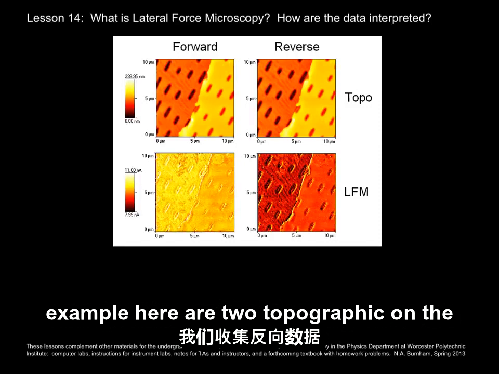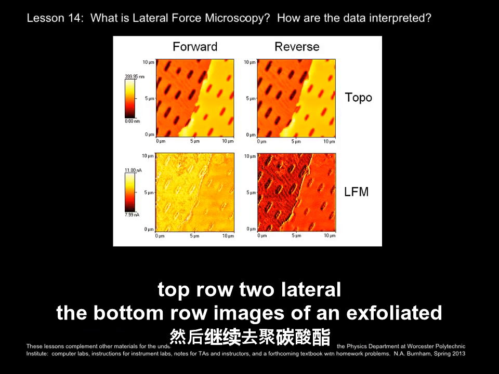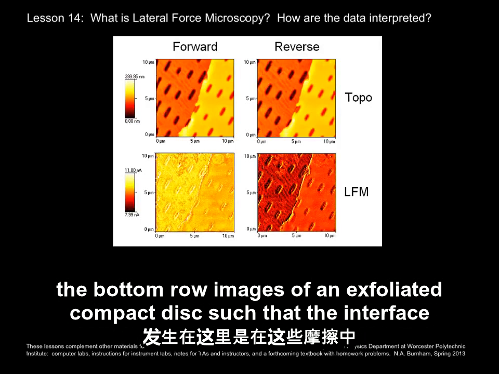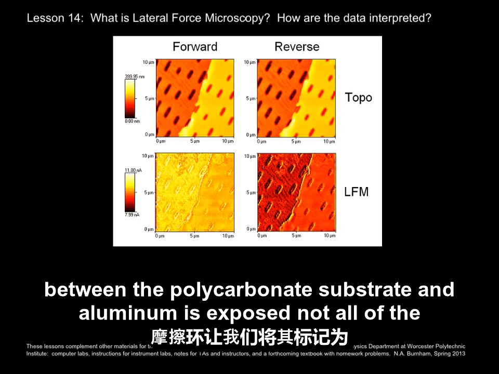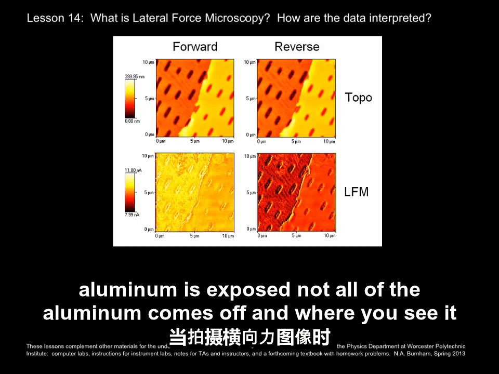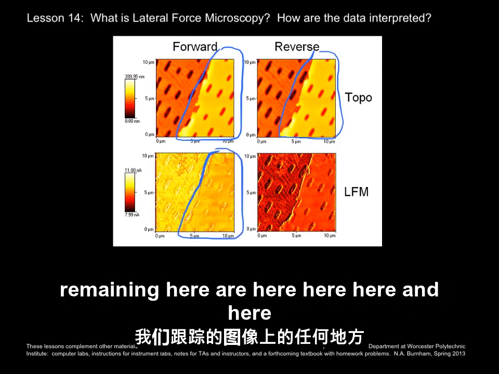Example: here are two topographic images on the top row, two lateral force images on the bottom row, of an exfoliated compact disc, such that the interface between the polycarbonate substrate and aluminum is exposed. Not all of the aluminum comes off, and where you see it remaining here, here, and here.